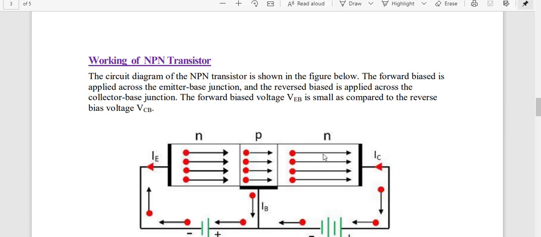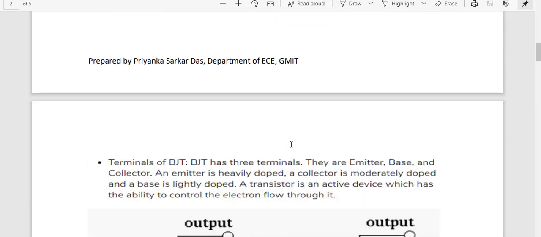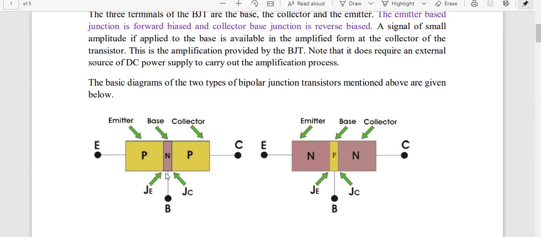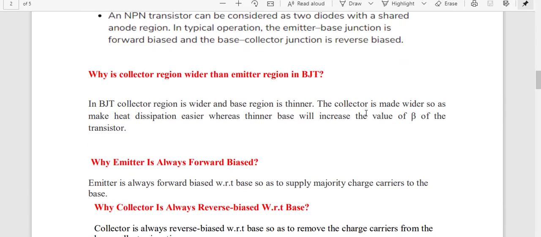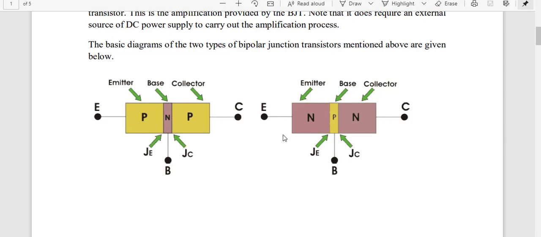Now one question may be asked: why is this base region thin or lightly doped? Basically this emitter junction is highly doped and this base region is lightly doped. Why? Because if this emitter junction is heavily doped, then the majority carrier will try to move from this P side to N side. Suppose this is an NPN transistor, consider this one.